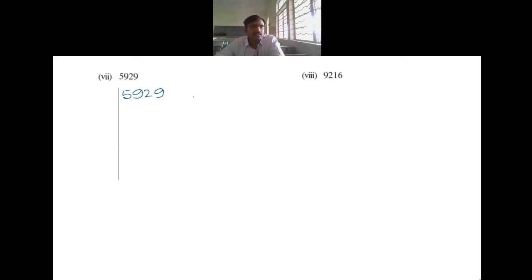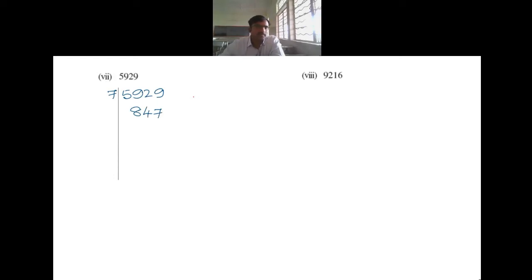Then what number should be considered? Is it divisible by 7? There is no test for divisibility by 7. You need to divide. There is no other go. It exactly goes with 847.